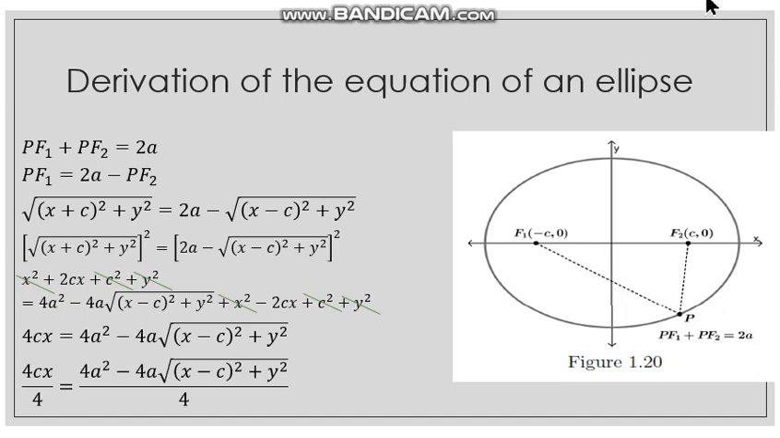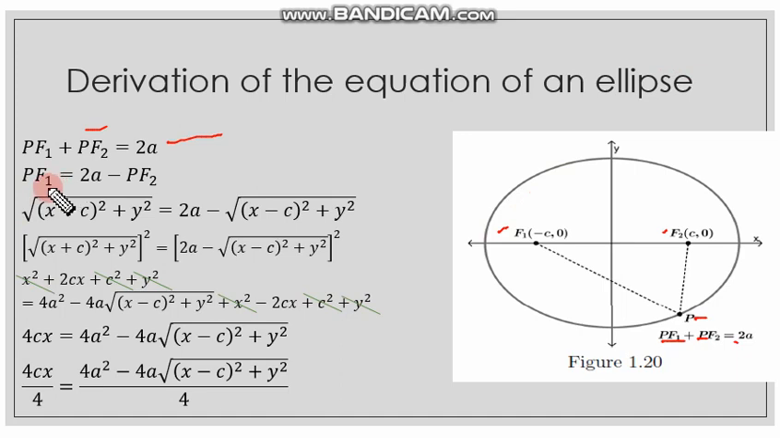Derivation of the equation of an ellipse. So, here is our ellipse, with the coordinates of focus 1 at (-c, 0) and focus 2 at (c, 0). From a point P on the ellipse, PF1 plus PF2 is equal to 2a. Just transpose this, so PF1 is equal to 2a minus PF2.